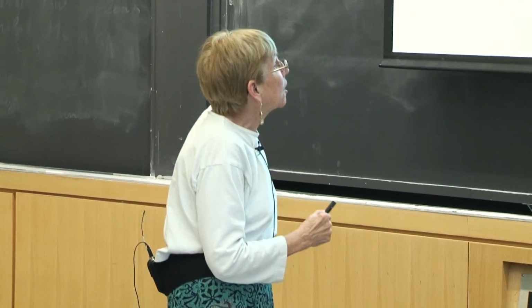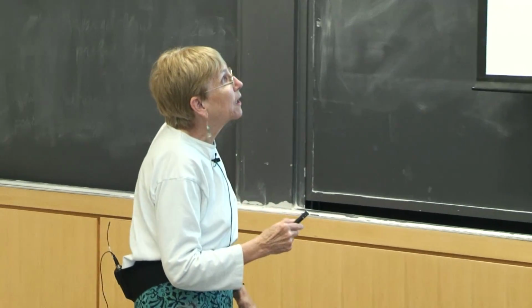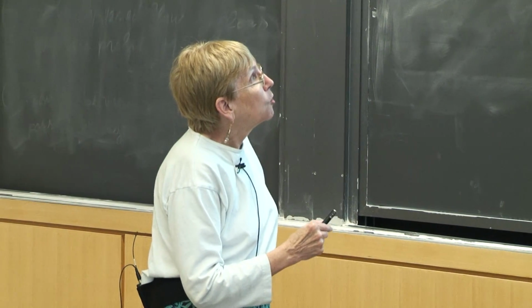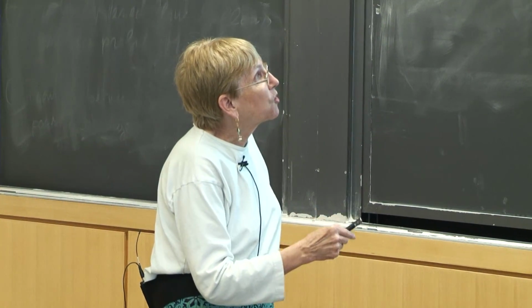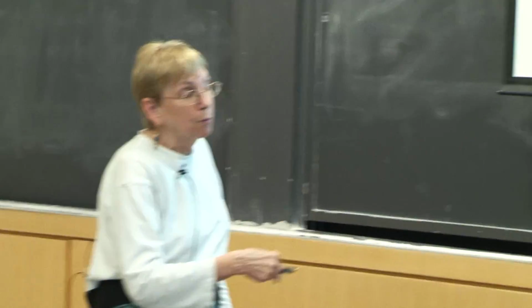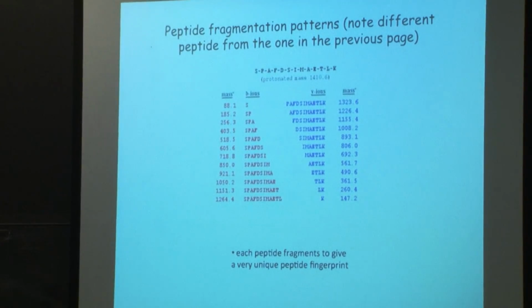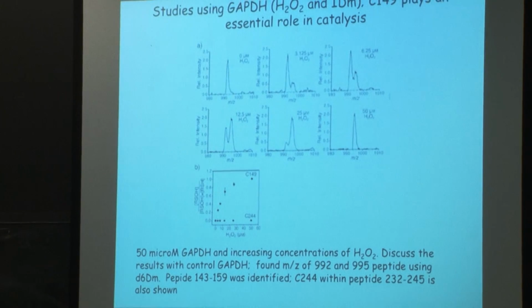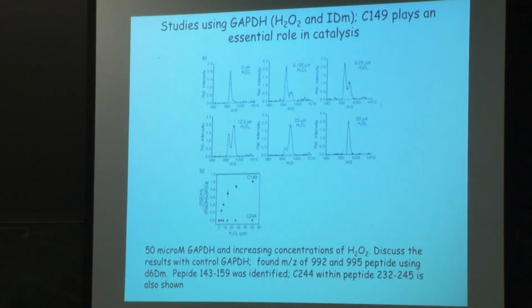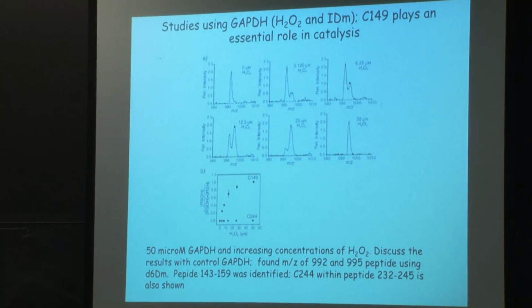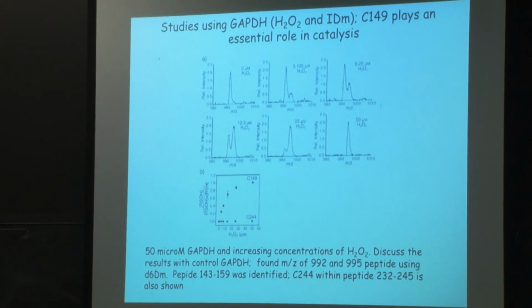And this is just another example of that. Again, this is not related to this particular problem, but you should see all these B fragments and all these Y fragments, and the two of them should sum to give you the total mass of whatever your peptide is. Okay, so they then looked at glyceraldehyde 3-phosphate dehydrogenase. This is another control in the last paper.